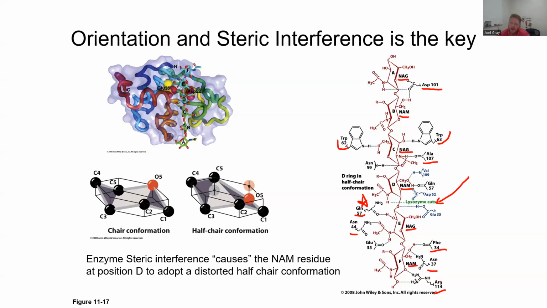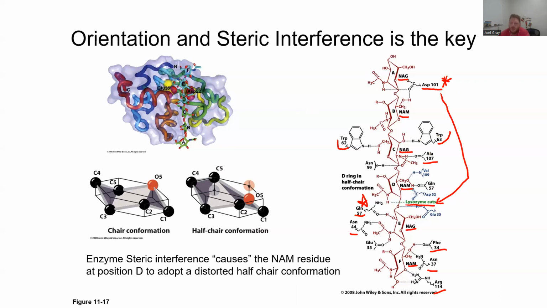But I do want to draw your attention to a handful of these different amino acids. What they're doing is basically helping position the bond in the right location so that the amino acids that break that bond are right there to do that. Now, what I'd like to draw your attention to first is this aspartate 101. By the looks of it, from where our lysozyme is actually going to cut, that amino acid might be the farthest from that cut site.